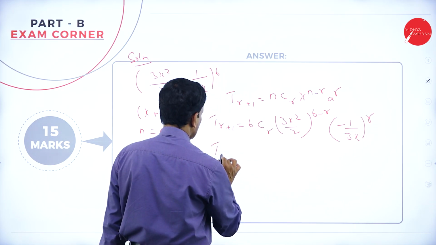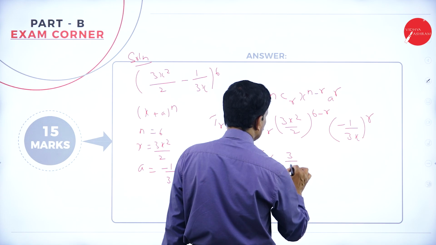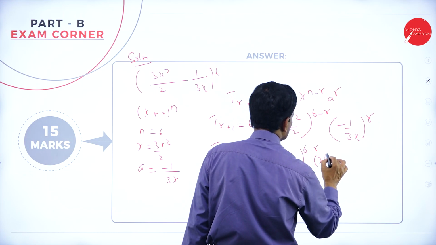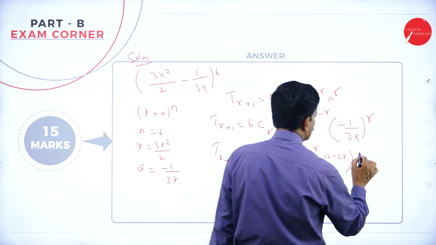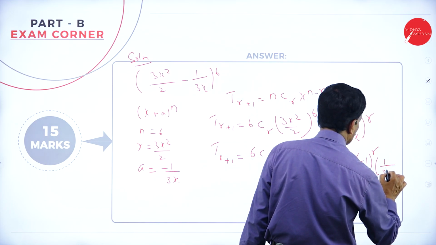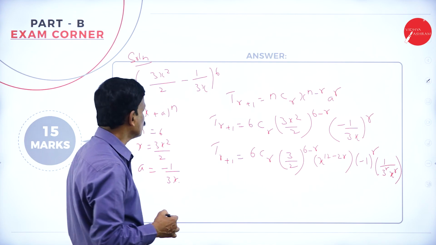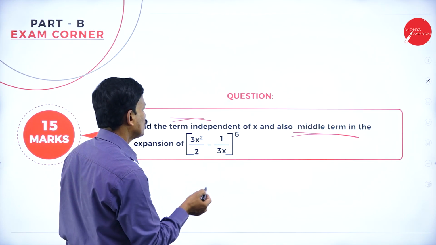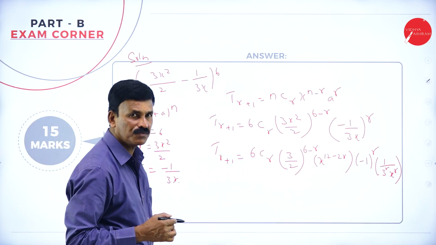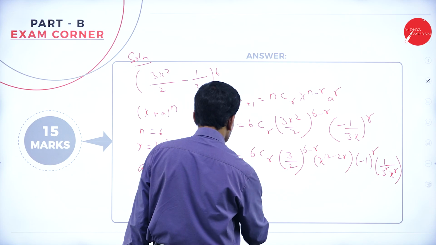So, T r plus 1 is equal to 6Cr. This can be written as 3 by 2 whole to the power of 6 minus r into x to the power of 2 sixes are 12 minus 2r into minus 1 to the power of r into 1 over 3 to the power of r divided by x to the power of r. So, this is the general term. What is required to find? The term independent of x in the expansion. Independent of x means nothing but the constant term. For independent of x, let us simplify this.